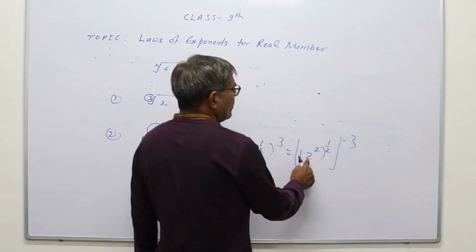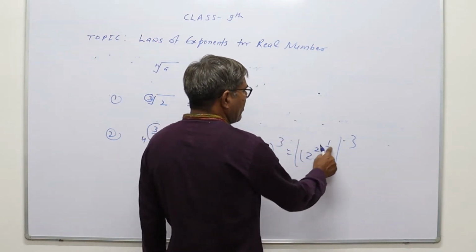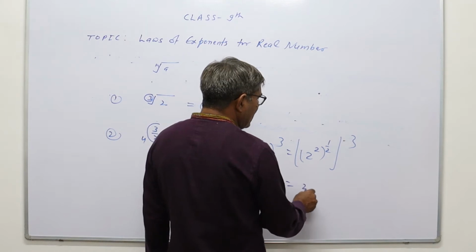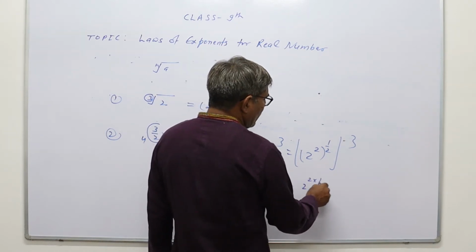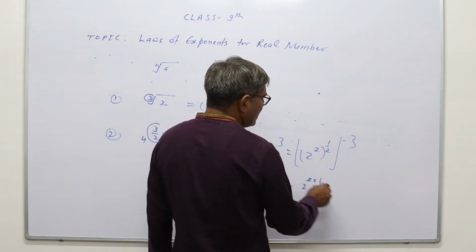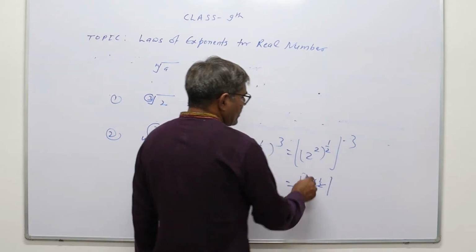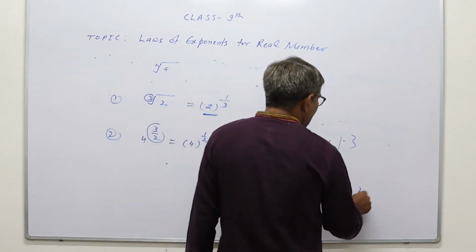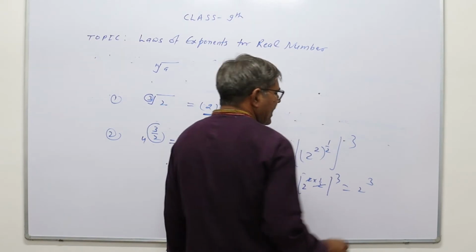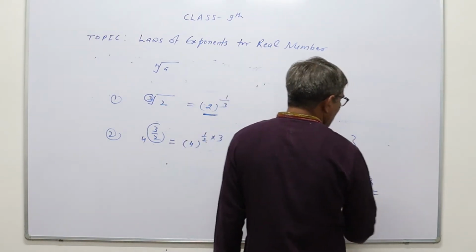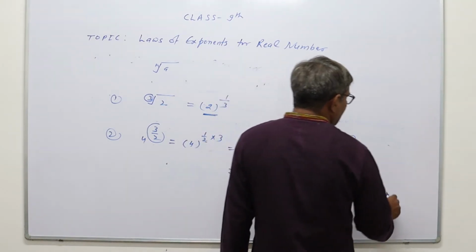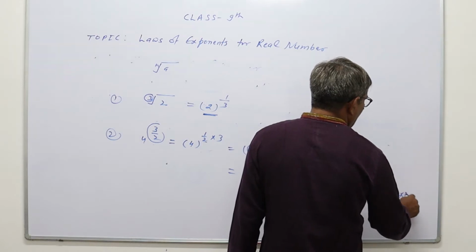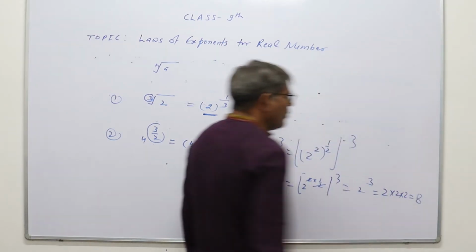So again see, 2 raised to the power 2, so power on power will be multiplied. So 2 raised to the power 2 into 1 by 2. This 2 and 2 will cancel out. So this will be equal to 2 raised to the power 3, and 2 raised to the power 3 means 2 is multiplied by itself 3 times. So 2 into 2 into 2 will be equal to 8.